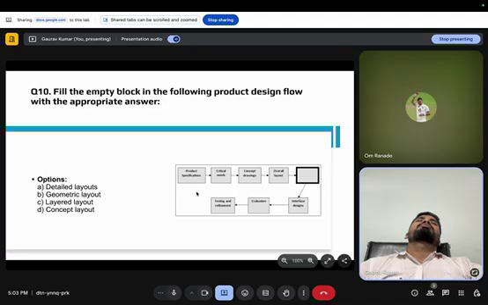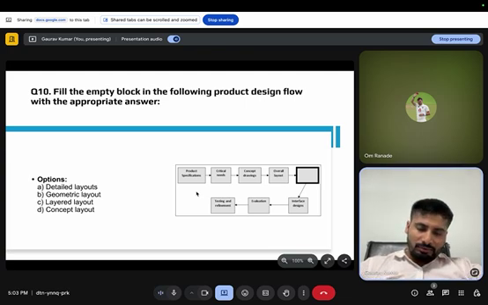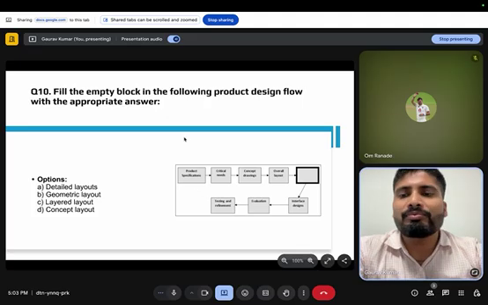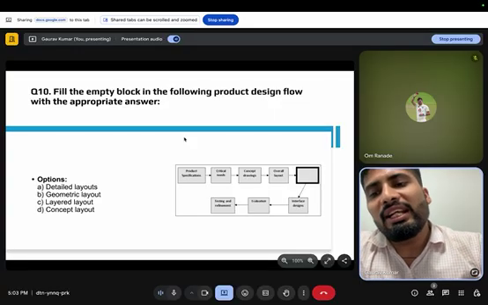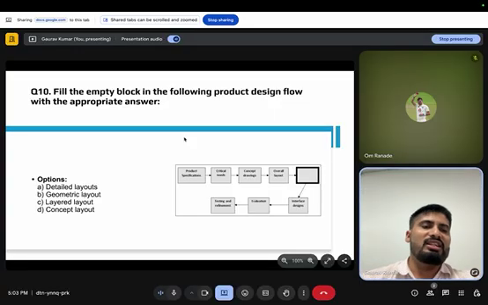Next guess please. So detailed layout is the right answer. Option A is the correct answer.